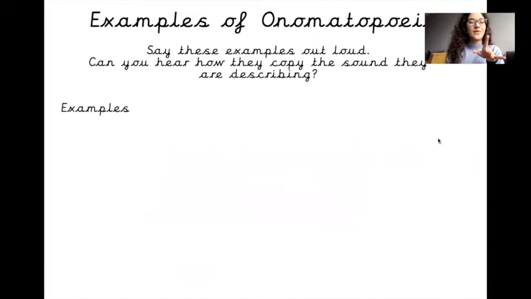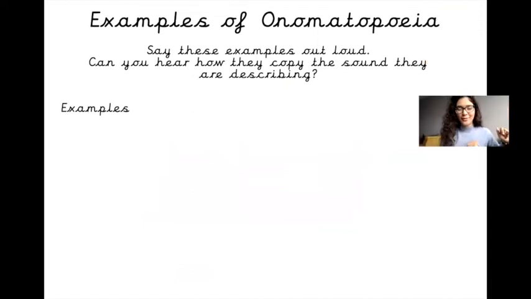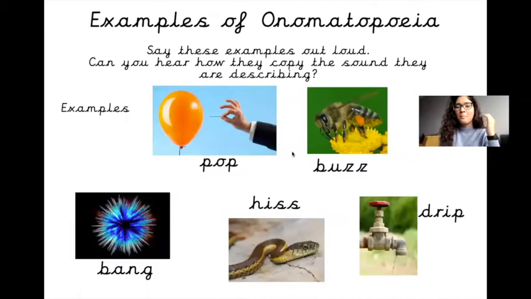So examples of onomatopoeia, now that you're back from watching the video. Say these examples out loud. Can you hear how they copy the sound they are describing? So some examples. Pop, when you pop a balloon. Buzz is the sound that a bee makes. Bang, hiss from a snake. And drip when water drops from a tap.